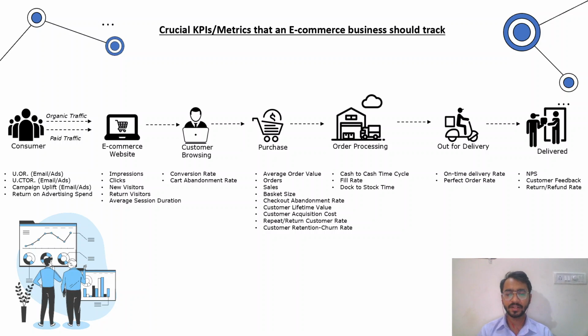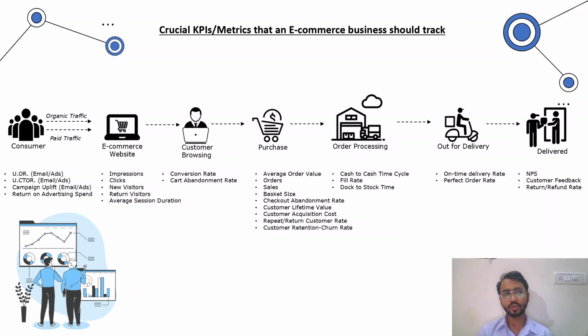Then we have cash to cash time cycle. For example, if you are acting as a middleman in a business, and a customer has made a purchase, you will get that item from your supplier, and then you will give cash to your supplier, and you will supply that item to your consumer. The time from giving cash to your supplier to receiving cash from your end consumer is the cash to cash time cycle. Then we have fill rate, which means how much customer demand can we fill without having to restock our inventory.